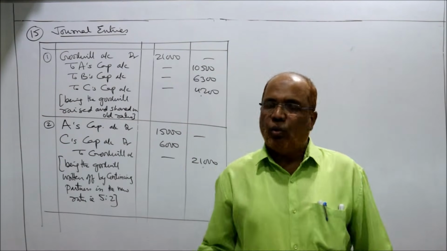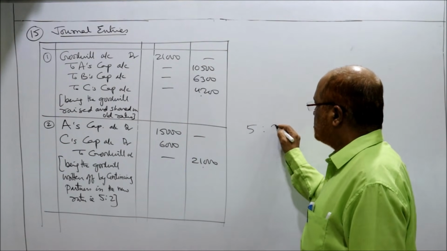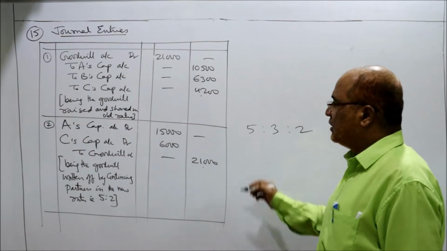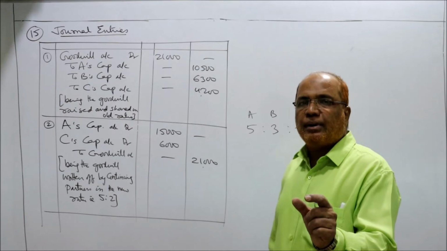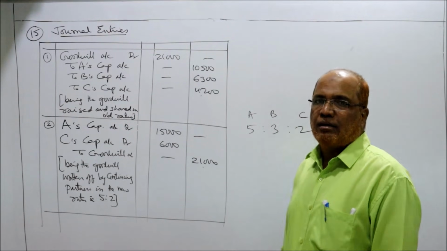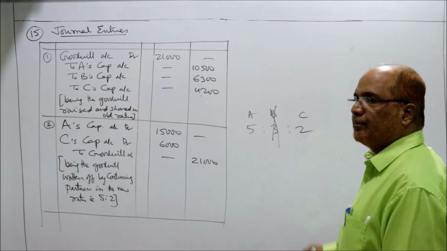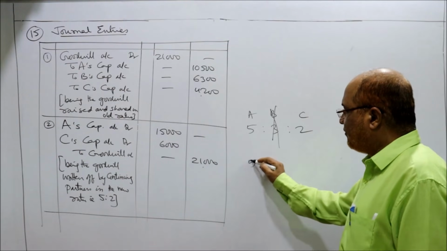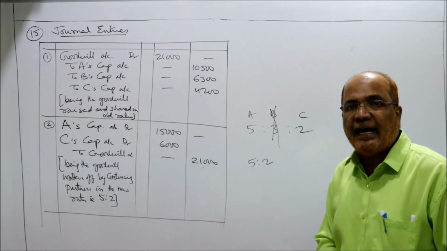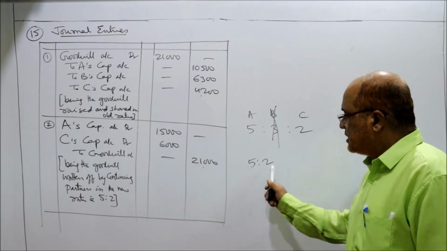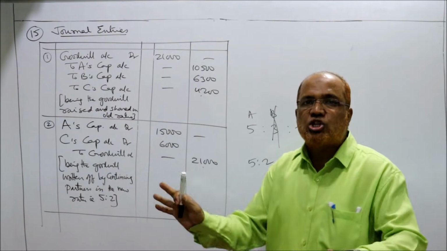See here, the old ratio was 5:3:2. This is A, B and C. Here what is happening? B is retiring, so we'll drop the share of B. So the remaining ratio will be 5:2. So 5:2 is the new profit sharing ratio between A and C. In this ratio, the goodwill will be written off.